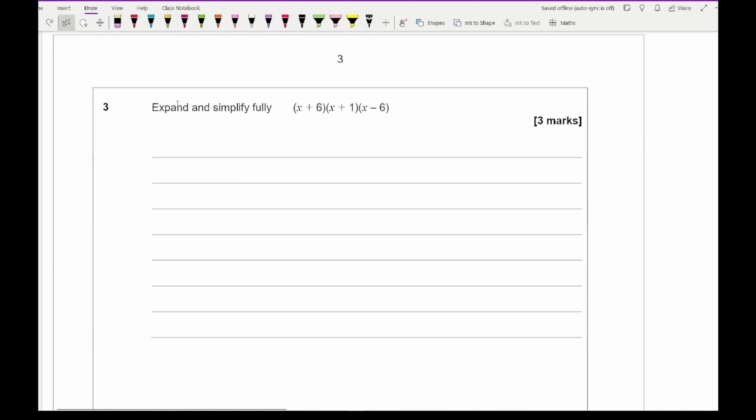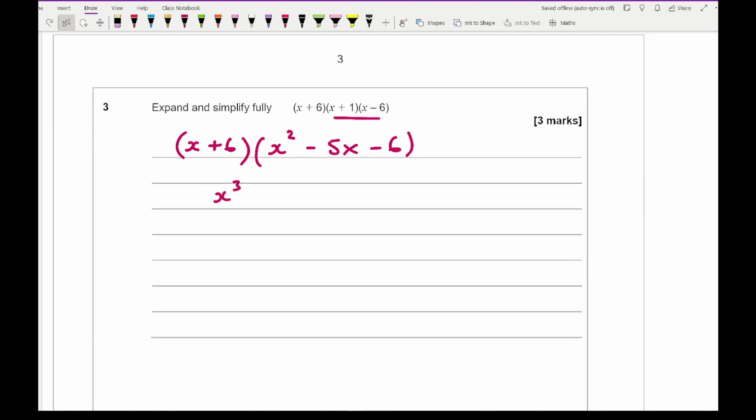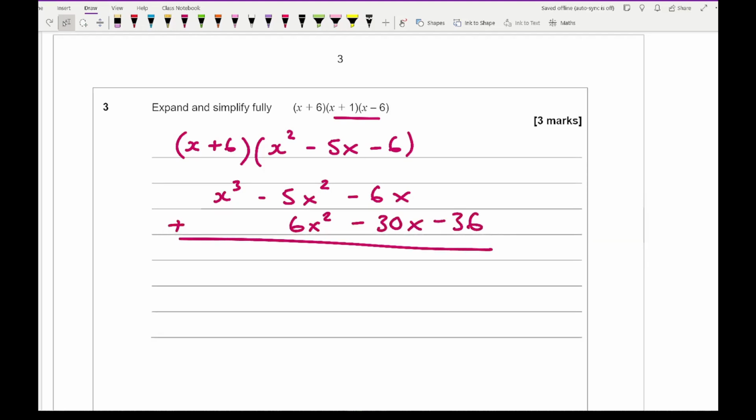Moving on to question 3. So again, adopting the same technique. So I've got x plus 6, and then expanding these 2 things here, I get x squared minus 5x minus 6. And then expanding the brackets out, I've got x cubed minus 5x squared minus 6x, then 6x squared minus 30x minus 36. And then again, adding them all up, I get x squared, minus 5 plus 6 is plus 1, which I could write as 1x squared or just leave it as x squared. Minus 6 plus minus 30 is minus 36x, and minus 36, and there is my answer for that one.